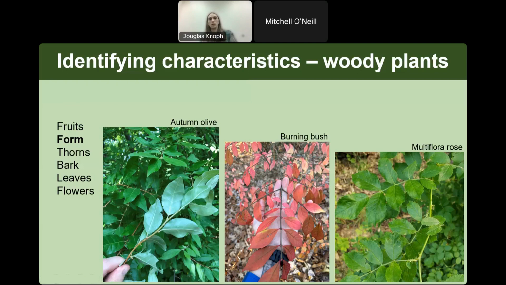We don't need to see individual thorns. We don't need to see flowers on it. If we get a picture like this, where we can see that stipule structure there at the end of the leaf, that is enough for us to confirm it.